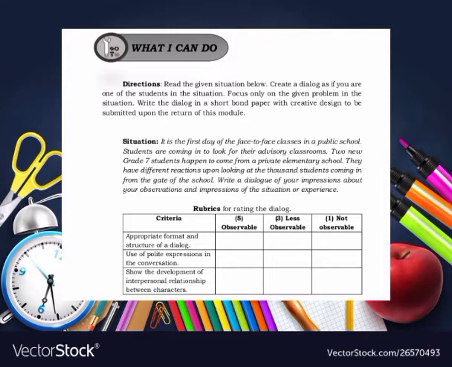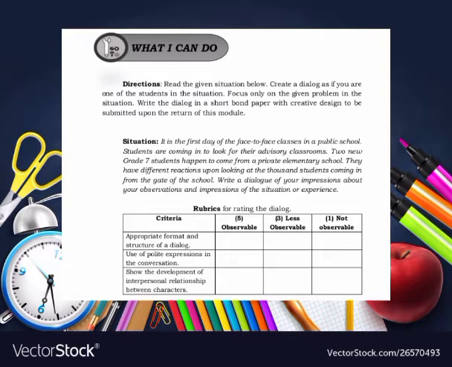Before ending our discussion, I would like to give you an assignment. Directions: read the given situation below. Create a dialogue as if you are one of the students in the situation. Focus only on the given problem in the situation. Write the dialogue in a short bond paper with creative design to be submitted upon the return of this module.